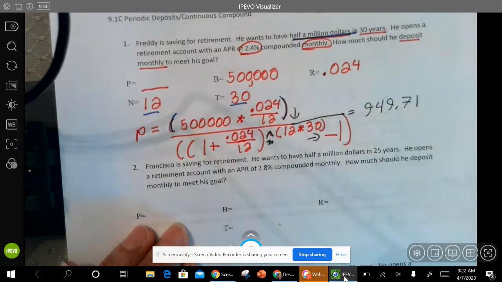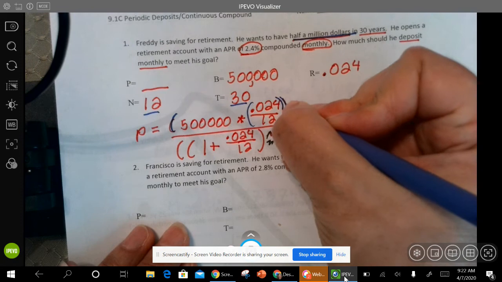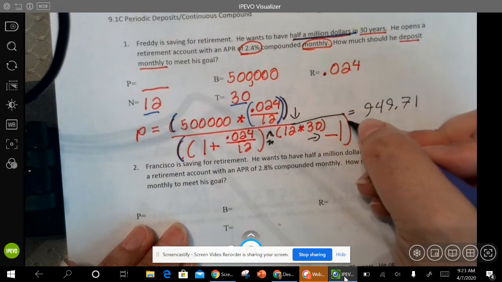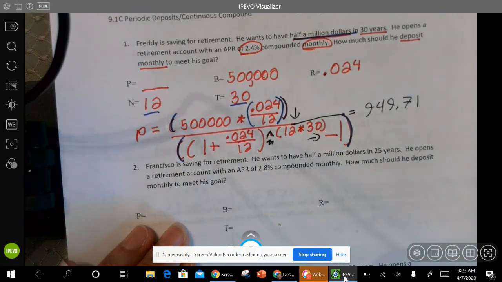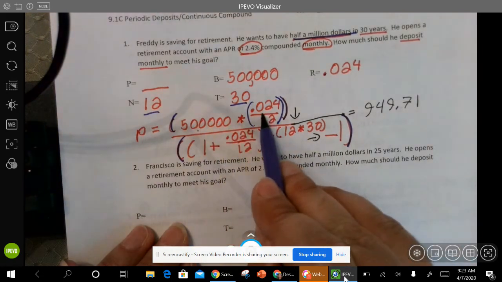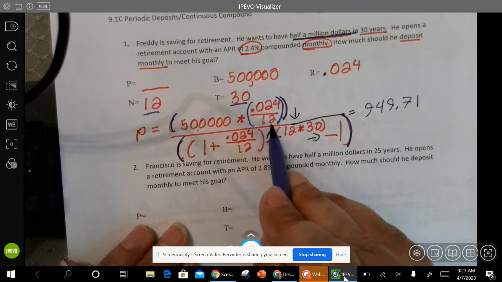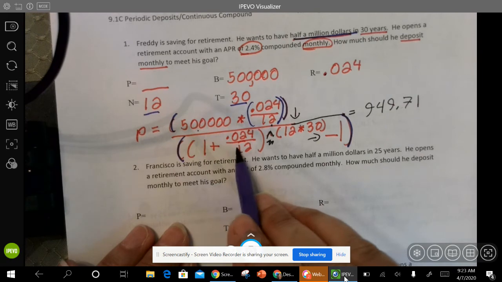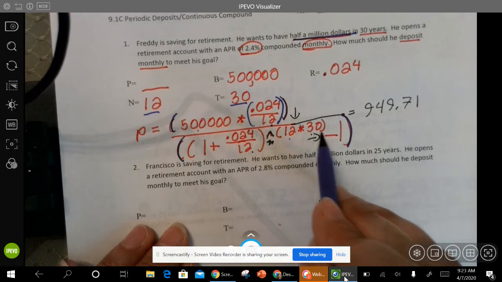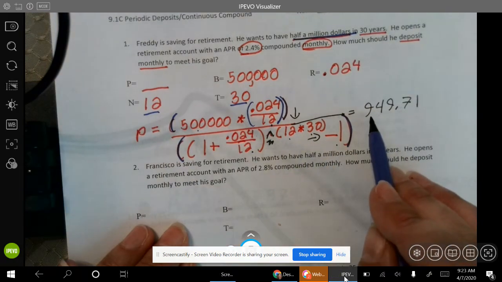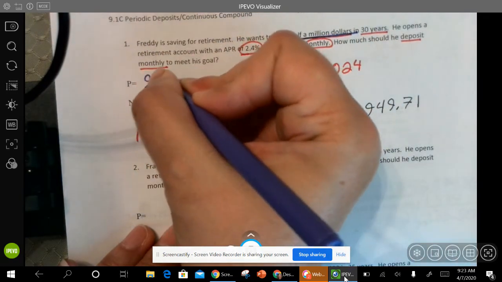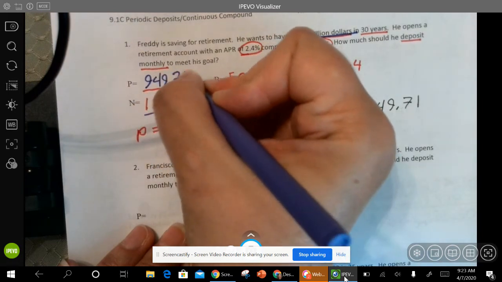Okay, and so we're going to use our periodic deposit formula. So that's this one. Okay, you do need to put parentheses around this part using decimals. And then the bottom, make sure you just do your pairs of parentheses. So it's going to be $500,000 times the rate, so 0.024 divided by 12, divided by 1 plus the rate divided by 12, raised to the N times T minus 1. So we get $949.71.